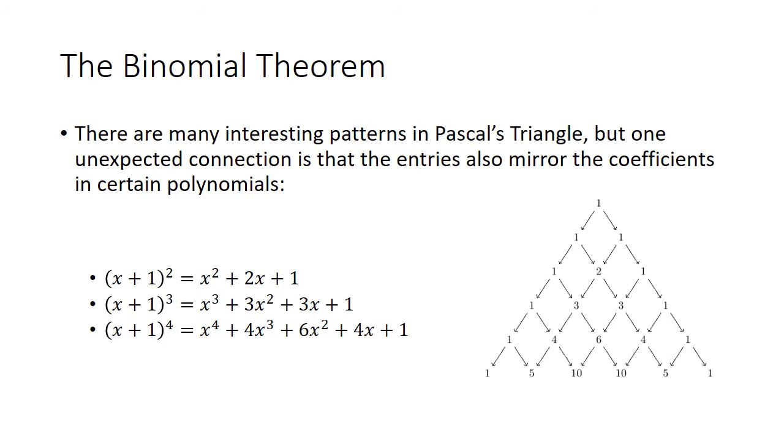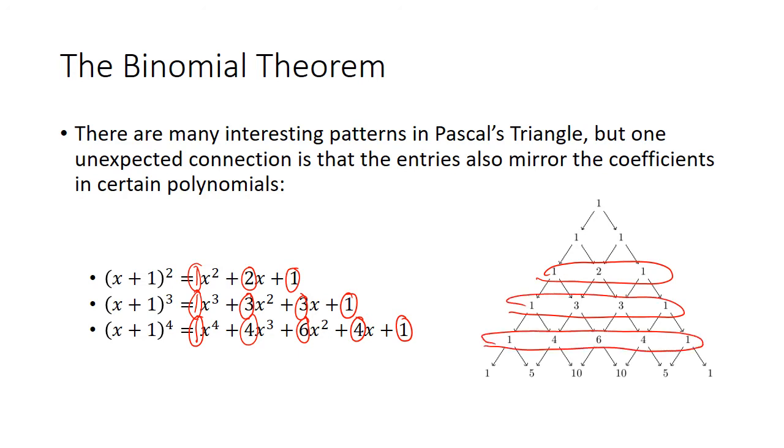But one kind of unexpected connection, unless you already know about it, is that the entries also mirror the coefficients in certain polynomials. So look here at this pattern of (x+1)^2, then (x+1)^3, and then (x+1)^4, and look at the coefficients. This one is 1, 2, 1, and then 1, 3, 3, 1, and then 1, 4, 6, 4, 1. And you see those are the same coefficients that are in the triangle, right? So that's quite interesting. Let's see what's going on here by looking at it a little more deeply.